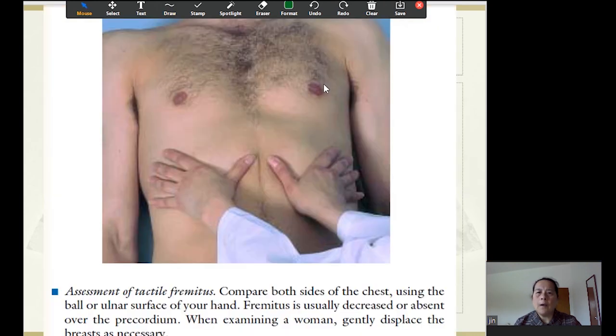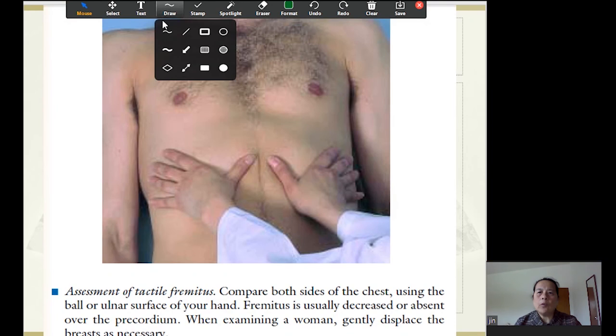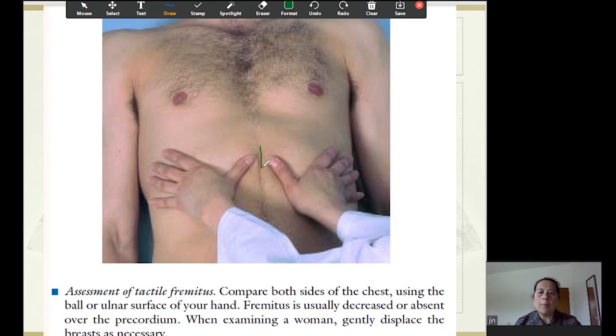In the anterior part, we still put two hands pretty close to the midline, with some distance between them, and ask the patient to breathe deeply, and your fingers will move. That's normal. Both sides moving the same distance is normal.